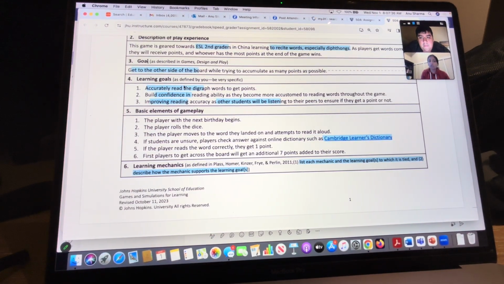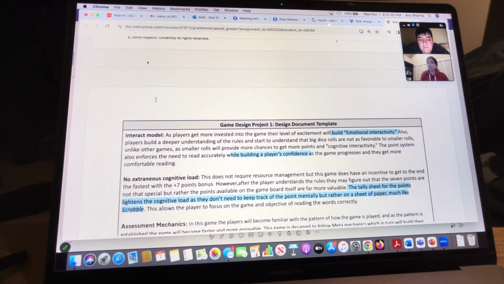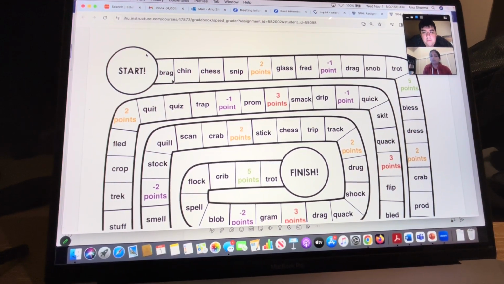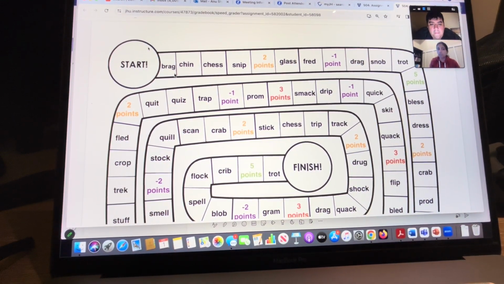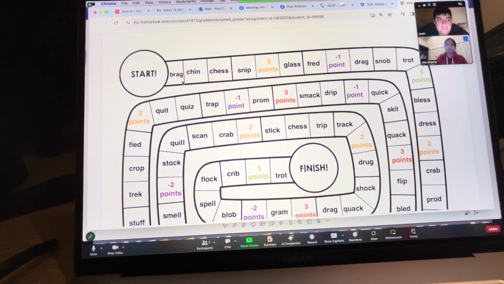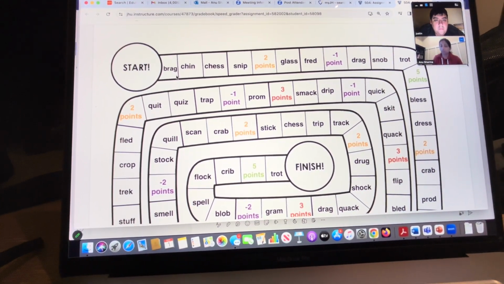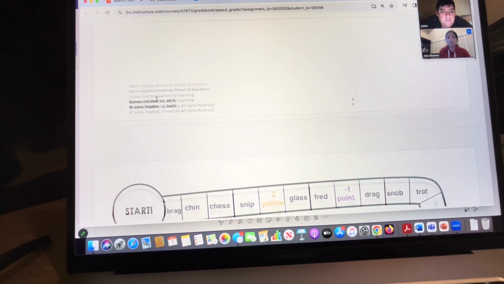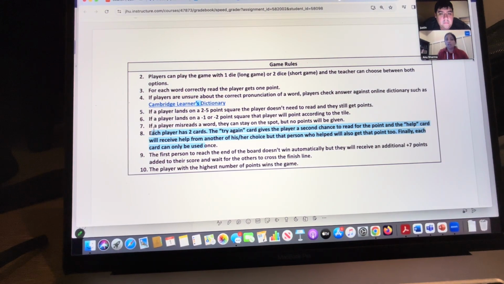For example, the first one is accurately reading digraph words to get points. Here you can mention that as students play, moving from one word to another, they practice, they have to read out loud or pronounce a word to proceed in the game, and that helps students to accurately read it because that's a motivation to earn more points and to come first. You can describe something like that. This board is very well made, but again, give it some name, like I said, diphthong board, something like that. Be creative here.